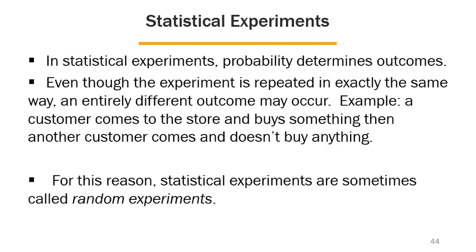So here we have statistical experiments, and probability determines outcomes. So we might have an experiment that's repeated in exactly the same way, but entirely different outcomes can occur. An example might be a customer comes into a store. Sometimes they might buy something, but on other occasions, the customer doesn't buy anything. So we repeat the experiment, somebody coming into the store, but we get different outcomes potentially. For this reason, statistical experiments are sometimes called random experiments.